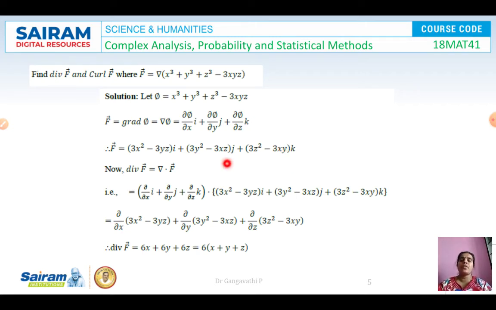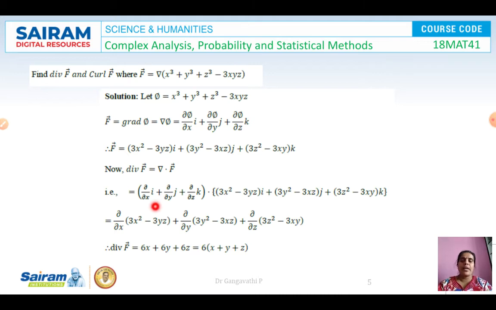So we have found the vector f. In order to find the divergence, there should be a vector. Divergence cannot operate on a scalar. At the same time, curl is also operating on a vector field. So we have a vector field now, and it is easy for us to go for finding the divergence. So what is divergence f? Divergence f is nothing but del dot f.